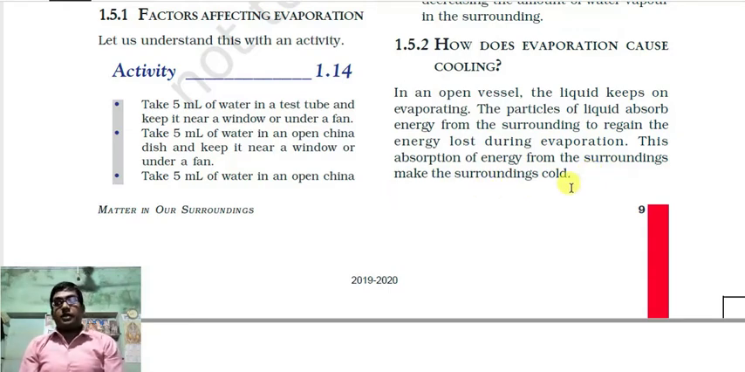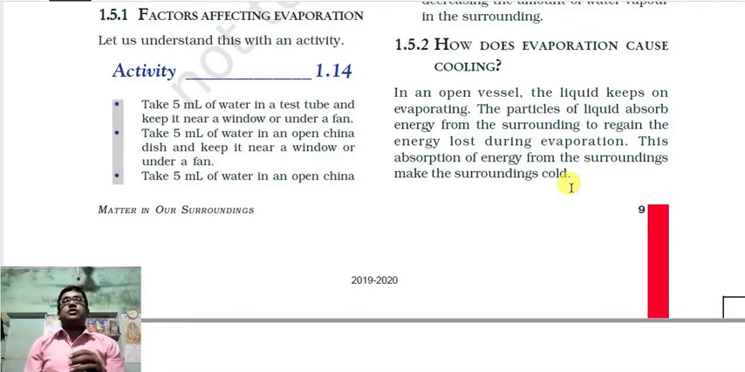Listen carefully. When a liquid undergoes the evaporation process, that means it converts into vapor below the boiling temperature. Evaporation is a change of state. For a change of state, latent heat is required, and in the evaporation process the latent heat is taken from the surroundings, and by the process of evaporation it causes cooling.